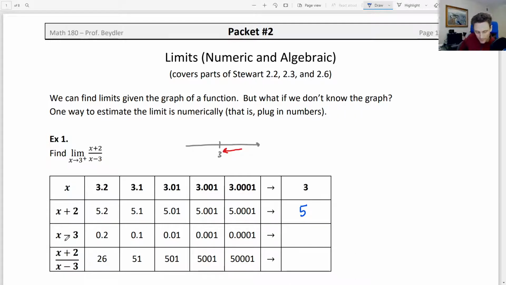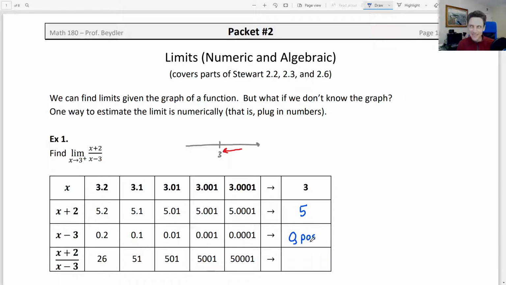What about the bottom numbers, the x minus 3s? What are those numbers approaching? If you said 0, that's correct. And not even just 0, but we're going to come away with more than just 0. We're going to say that the bottom numbers are approaching 0, but they're approaching 0 and are positive. So POS standing for positive, not point of service.